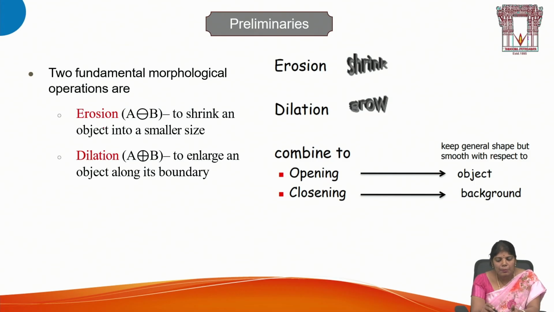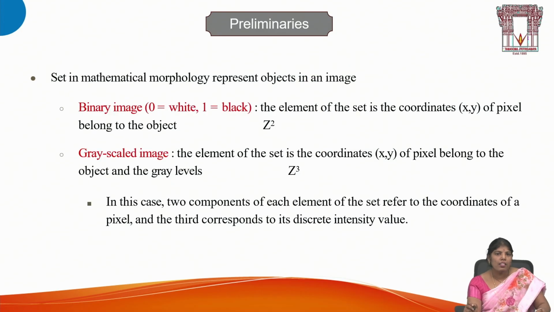So what does it mean, the erosion? Erosion is to shrink an object into a smaller size, and the dilation will enlarge the object along its boundary. So when we combine those two, we have the opening and the closing. These are the four basic operations which are used in morphological image processing. So we'll see one by one.